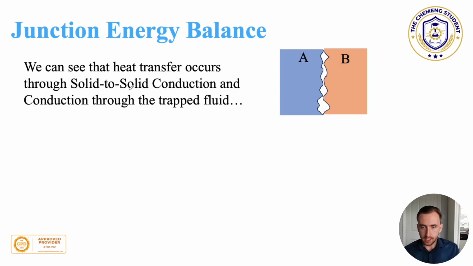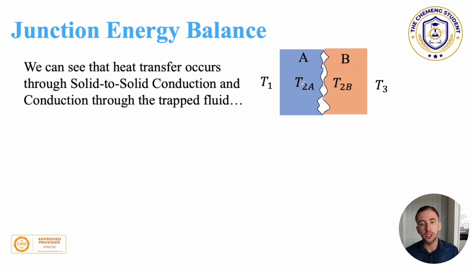So let's stick with the same nomenclature: we'll have component A, component B. Now we can see here that we have both solid to solid conduction taking place, but we'll also have conduction through the trapped fluid. And so what this then means is that we have this intermediate set of temperatures. We have T1, which would be the Q in, and T3 is Q out.